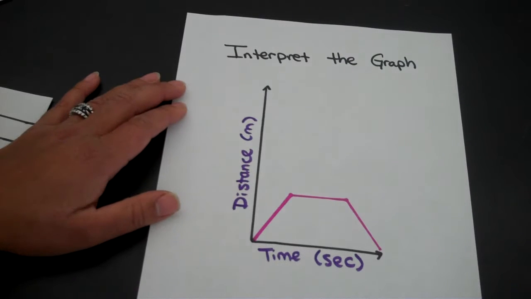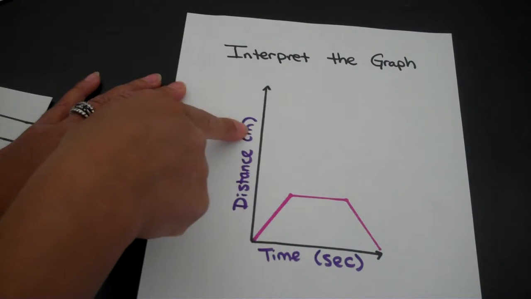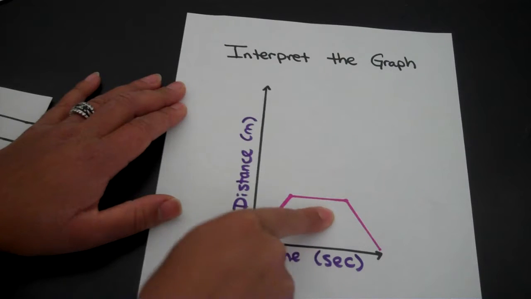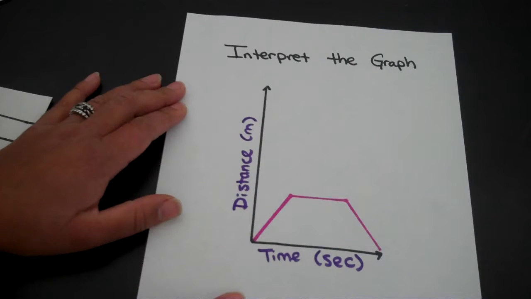Here is a final graph. Distance in meters, time in seconds. This happens first, second, and last. Interpret this graph.